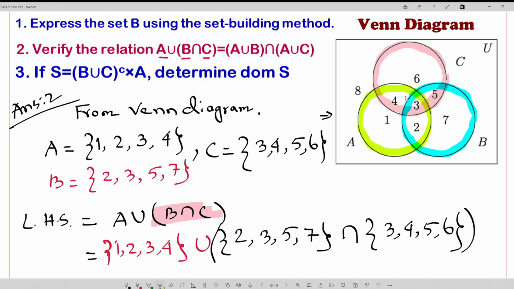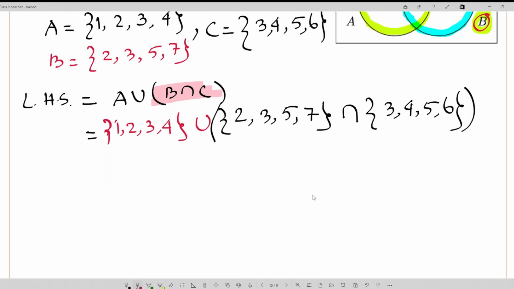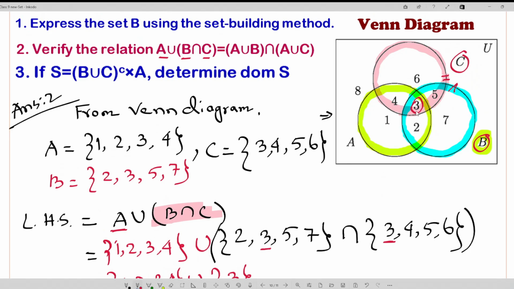Now look, this is B and this is C. Look, this diagram and this diagram, once we compare, we will get the common thing only 3. So once we check, look, here is A, 1, 2, 3, 4 are elements of set A, union. Once we compare this one, we will get only 3 as a common element. So answer is 3. If we check this Venn diagram also, here the only common thing is 3.